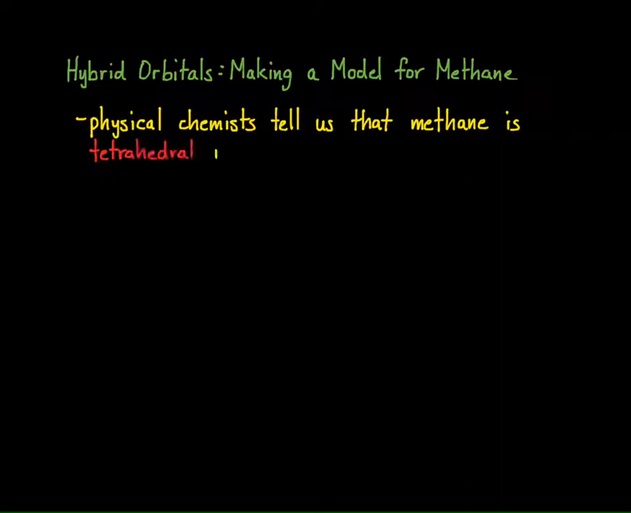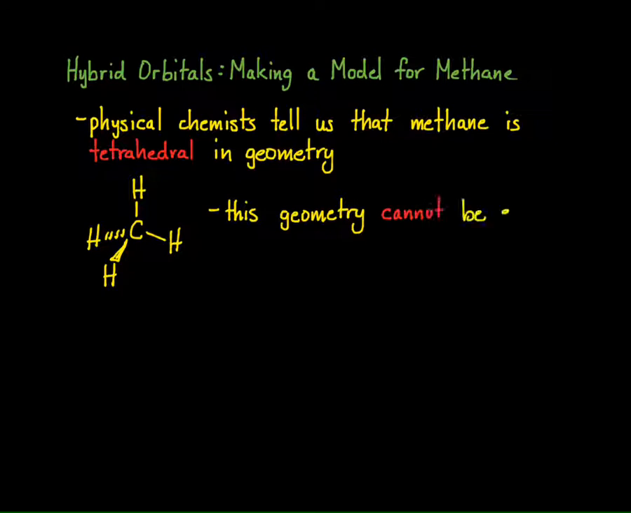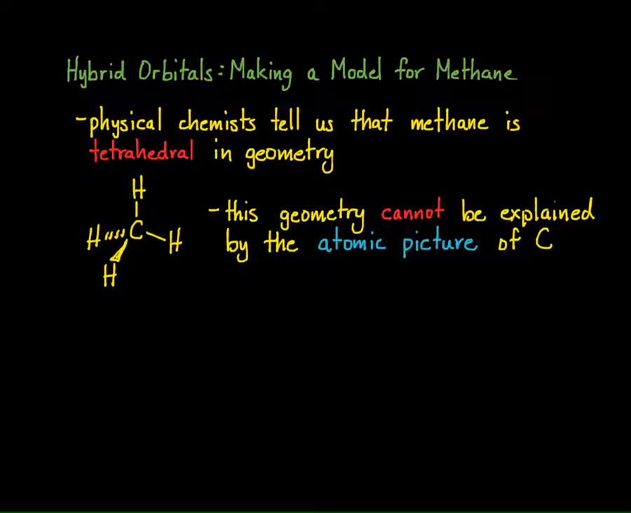Now, where do we get the whole idea of hybridization? Well, it comes from physical evidence. Physical chemists tell us that methane is tetrahedral in geometry, and it has a structure that looks like this. Carbon has the four hydrogens connected to it, and those hydrogens are separated from one another as far apart as possible. The bond angle is 109.5 degrees. And this geometry cannot be explained by the atomic picture of carbon.